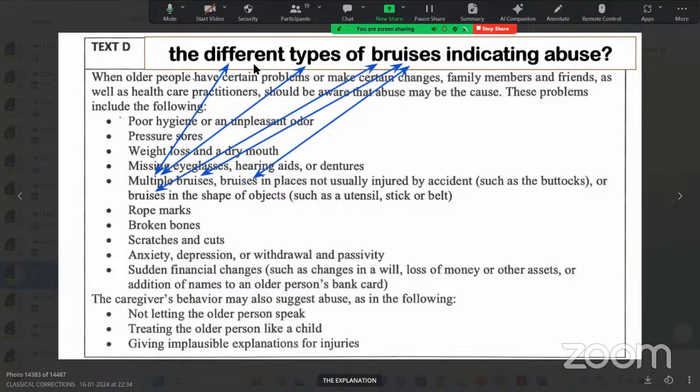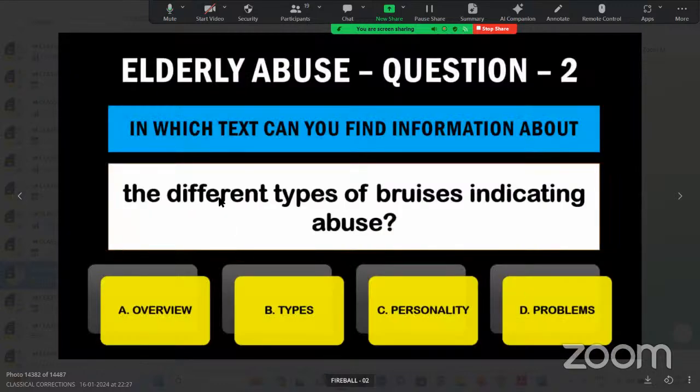Now see here, the different types of bruises indicating abuse. Multiple bruises in places not usually injured by accident. So types of bruises are different, and types of bruises indicating abuse are different. So these are general types, and these are specific types.